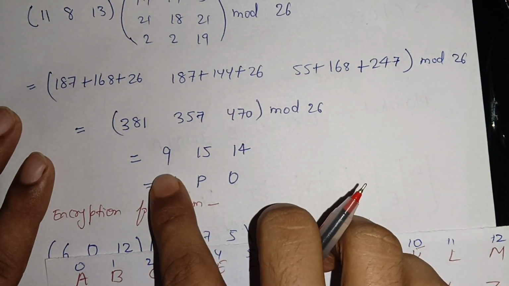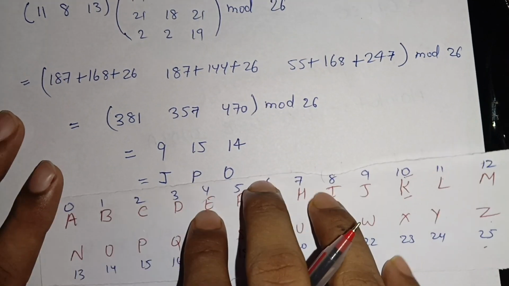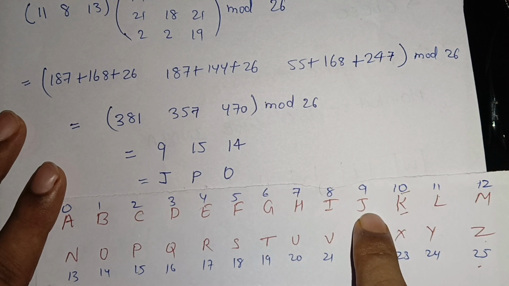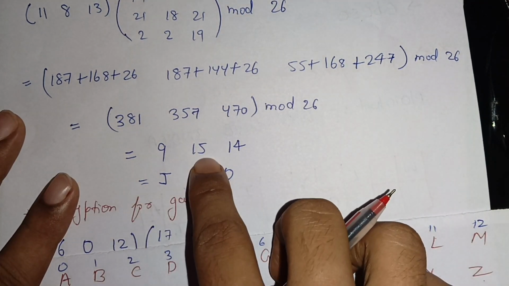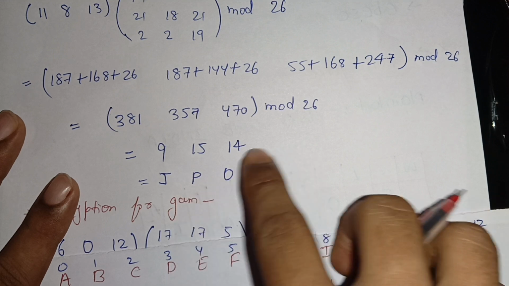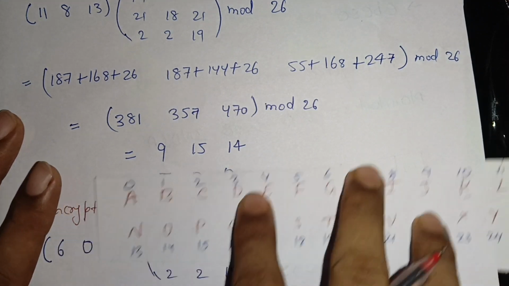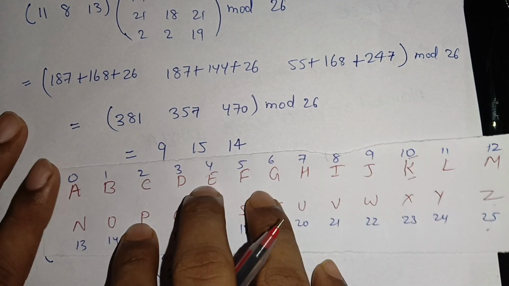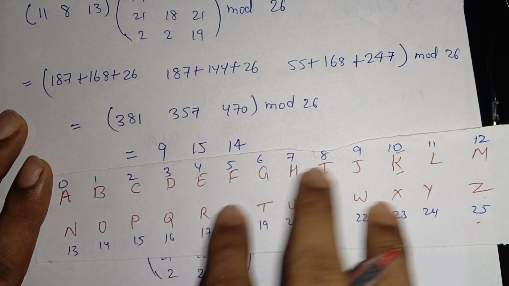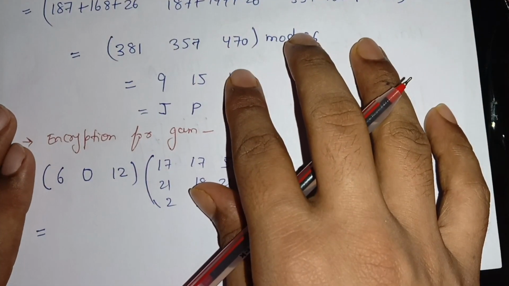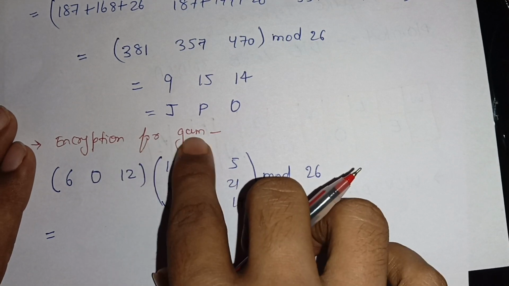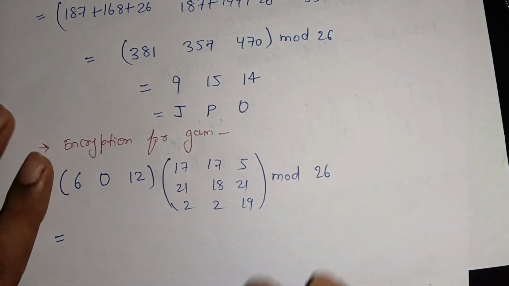So just now check the places of 9, 15 and 14. The place of 9 is J, so we have written J. For the place of 15 we have written P. For the place of 14 we have written O. Likewise, you just need to make a chart of it, and then you can simply write it. Again we are doing the encryption for GEM, the last one, that I will do it now.